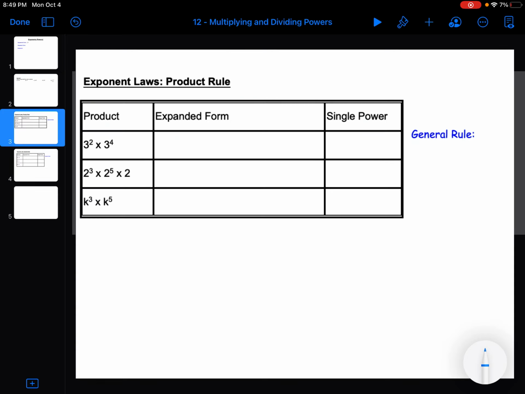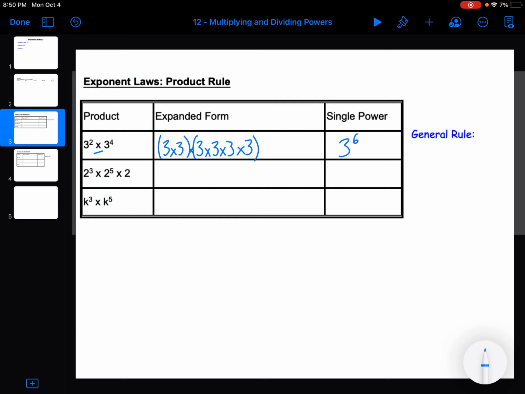But what about when we have things like this? So we've got a product here: 3 to the 2 times 3 to the 4. If I expand that out, I'm going to use brackets. This is going to be 3 times 3 times 3 times 3 times 3 times 3. I could put a times in here and it's not going to change anything. That's just going to be 3 to the 6. Okay, there's 6 of them.